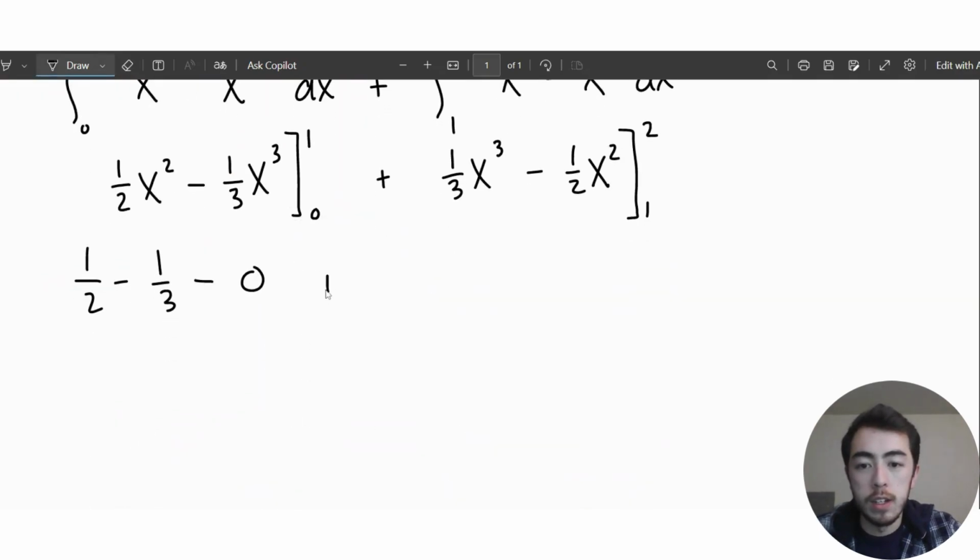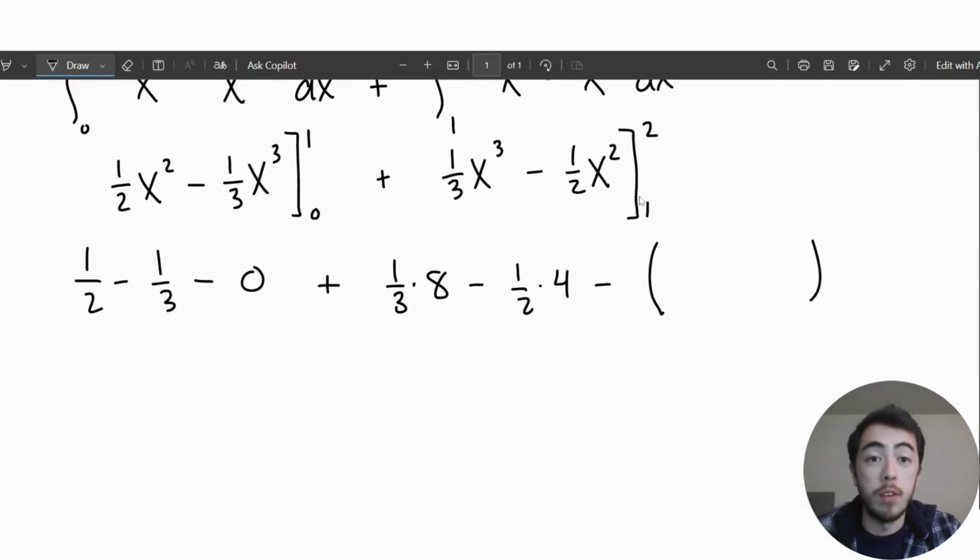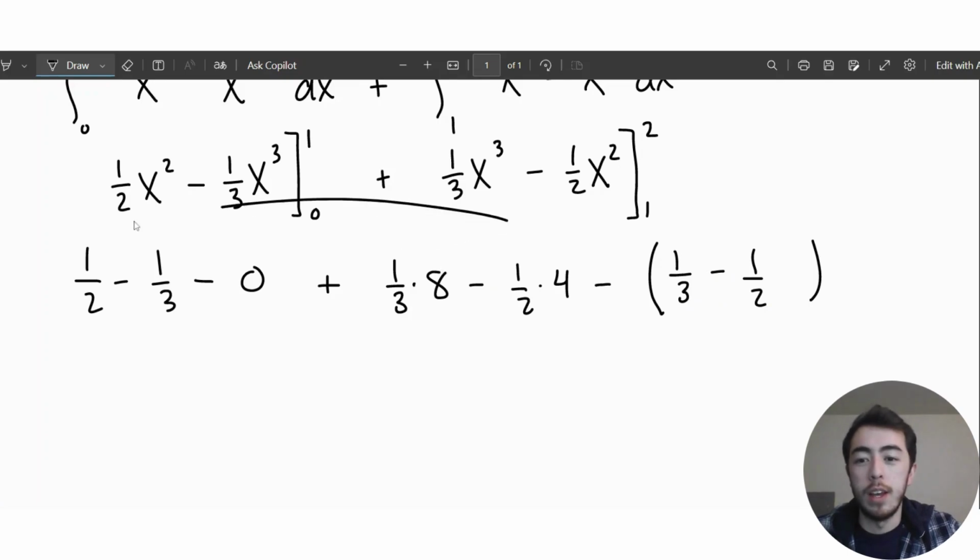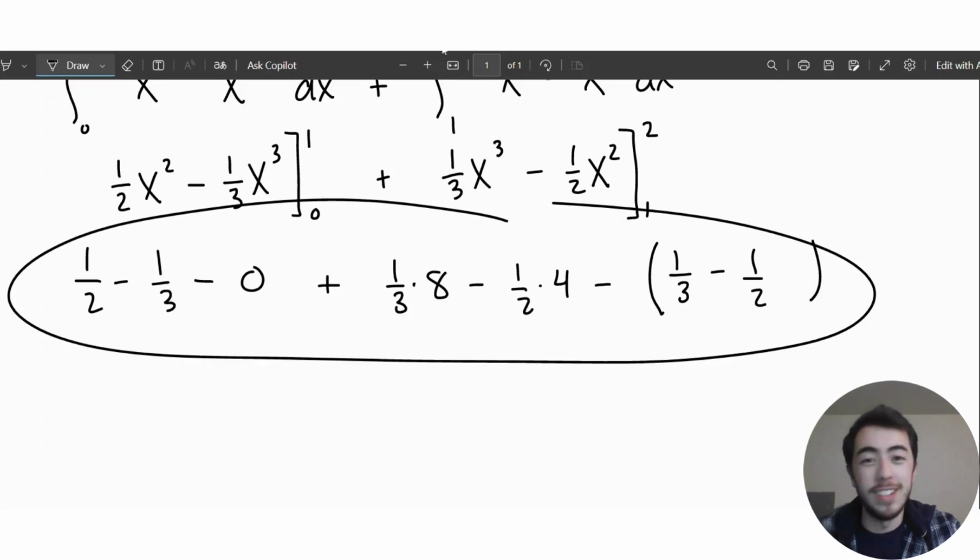And I'll add on evaluating this part. I'll plug in that top bound, that 2, and this time it actually does matter when I cube it. So I'll have 1/3 times 8 minus 1/2 times 4. And then I'll subtract what I get after I plug in the 1, which will just be another one of those 1/3 minus 1/2. Okay, so this apparently is just the number 1.